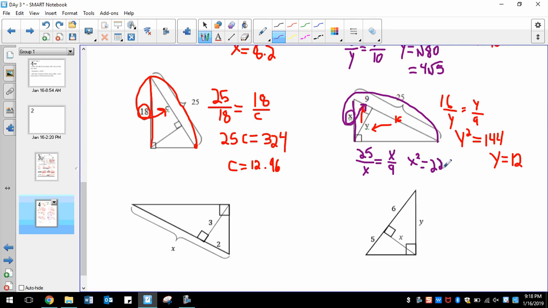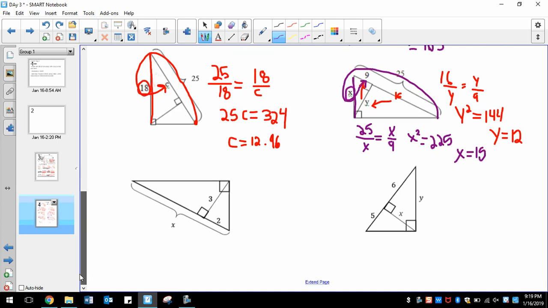Another perfect square. So when you do the square root of 225 in your calculator, it is a perfect square, so x comes out to be 15. So both of those ended up being whole numbers when they simplified. Okay, all right, just two more.